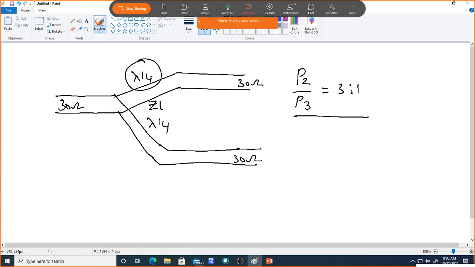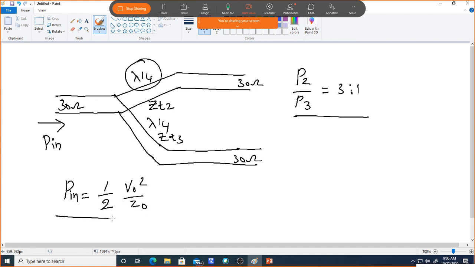So let us take those transformers as ZT2 and ZT3. Now if you apply a power here, that is P in. So what is the power? That equation we have already found out while doing the T junction divider. P in is nothing but half of V naught square by Z naught. So this is the input power which we are feeding.